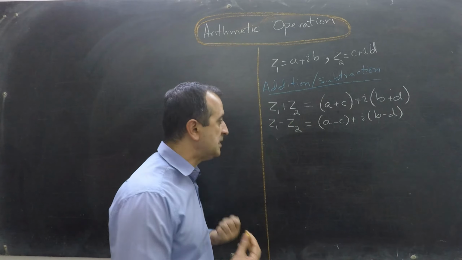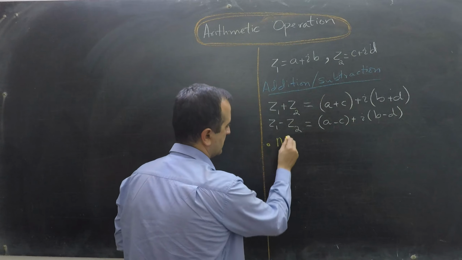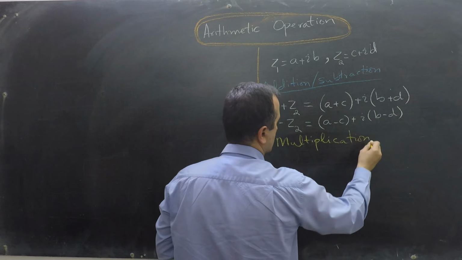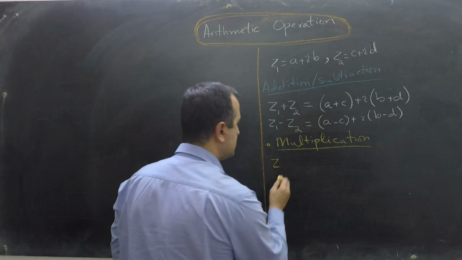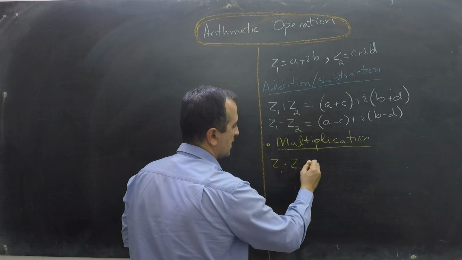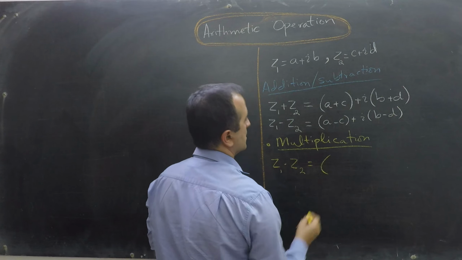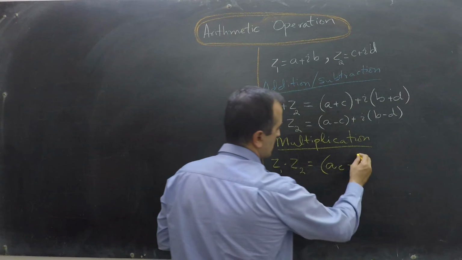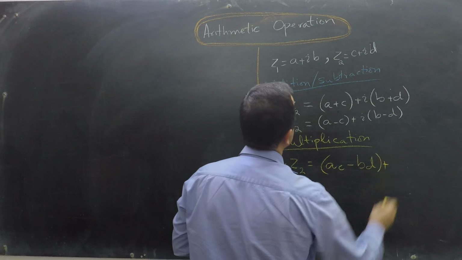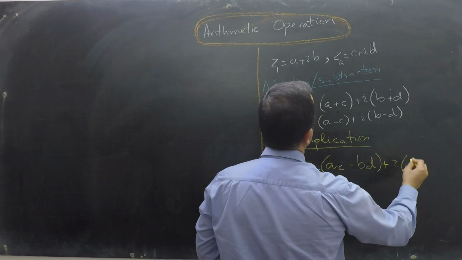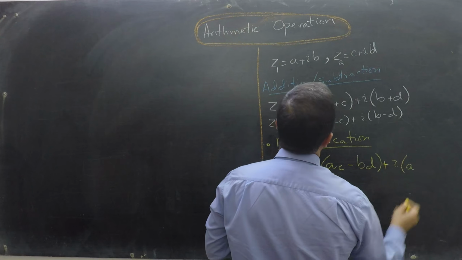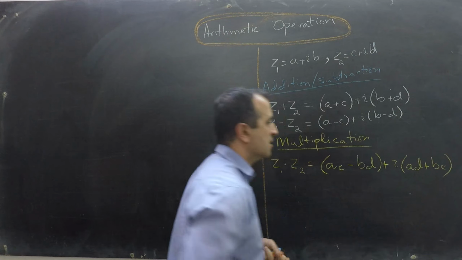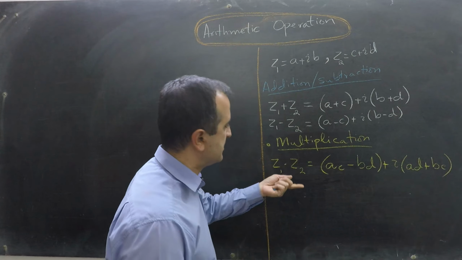Now let's see how to multiply two complex numbers. I have to multiply z1 with z2, and my answer will be ac minus bd plus iota ad plus bc. You might be wondering where I got this result.